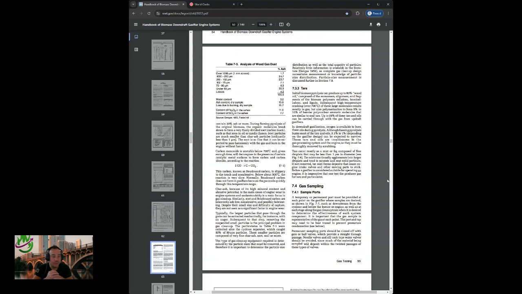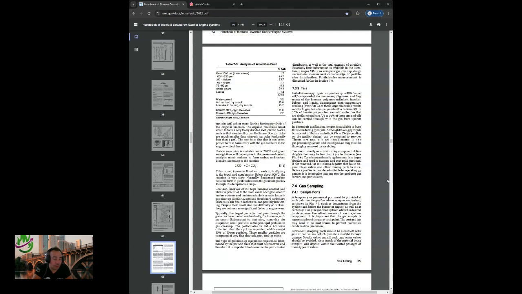During flaming pyrolysis of the original biomass, the organic molecules break down to form a very finely divided soot, carbon black, such as is seen in oil or candle flames. Soot particles are much smaller than char ash particles, ordinarily less than 1 nanometer. The soot is so fine that it can be expected to pass harmlessly with the gas and burn in the engine without harm. Carbon monoxide is unstable below 700 degrees centigrade, and given enough time, it will decompose in the presence of certain catalytic metal surfaces to form carbon and carbon dioxide, according to this reaction in 7.1.